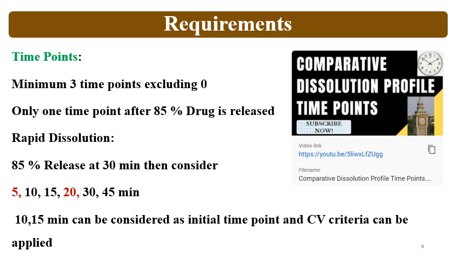Generally the 5-minute time point and 10-minute time point are disregarded. But if the formulation shows 85% drug release at 20 minutes or 30 minutes, at that time the 10-minute time point should be considered. So 10 and 15 can be considered as initial time points, and CV criteria can be applied for 10 and 15 minutes. Generally the 5-minute time point is disregarded because 5-minute dissolution depends on the disintegration time and also on the capsule opening time. So the 5-minute time point will have higher variation and should be excluded.